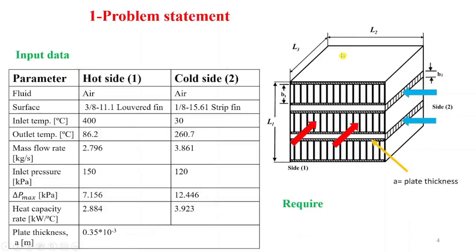This is the input data. This is just a figure to show the geometry of the gas-to-gas compact heat exchanger, and the required output is actually to find L1, L2, L3, so that this heat exchanger can fulfill the rate for this mass flow rate going through these temperatures, and this mass flow rate going through these temperatures, and the pressure drop for the hot side is this value and for the cold side is this value. So the statement of the problem is: find L1, L2, L3 that satisfy the requirements of the problem.